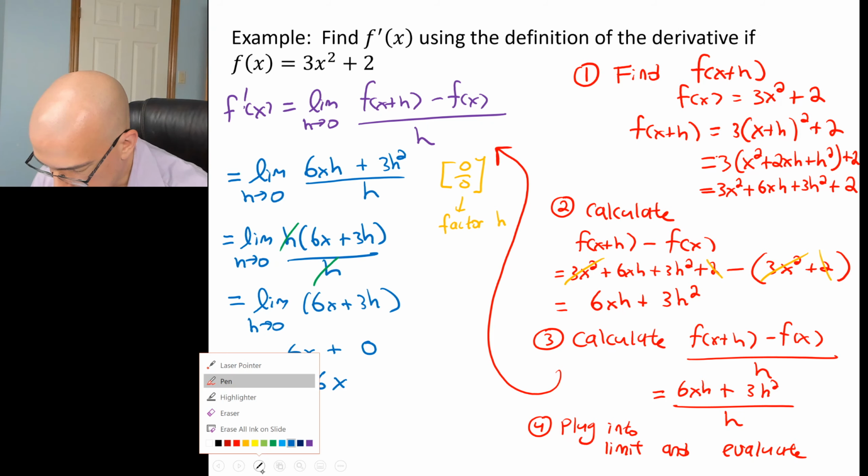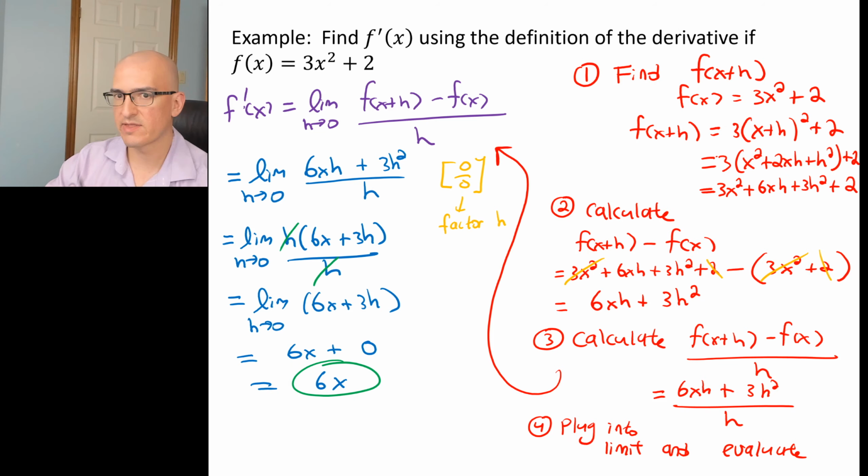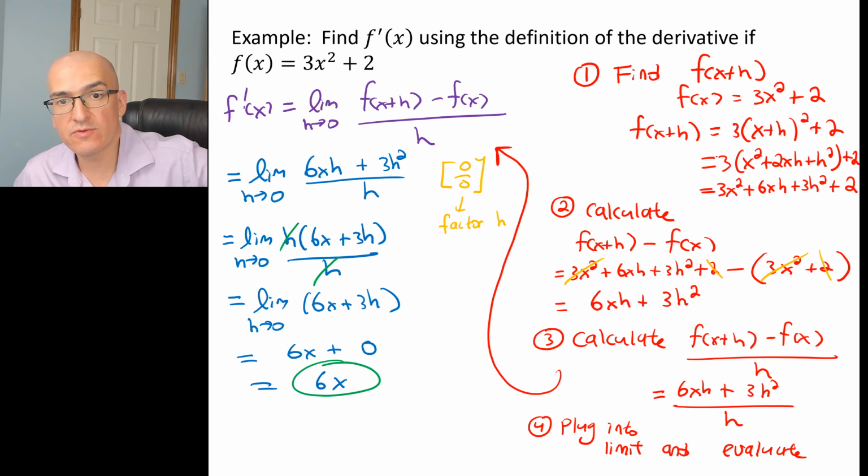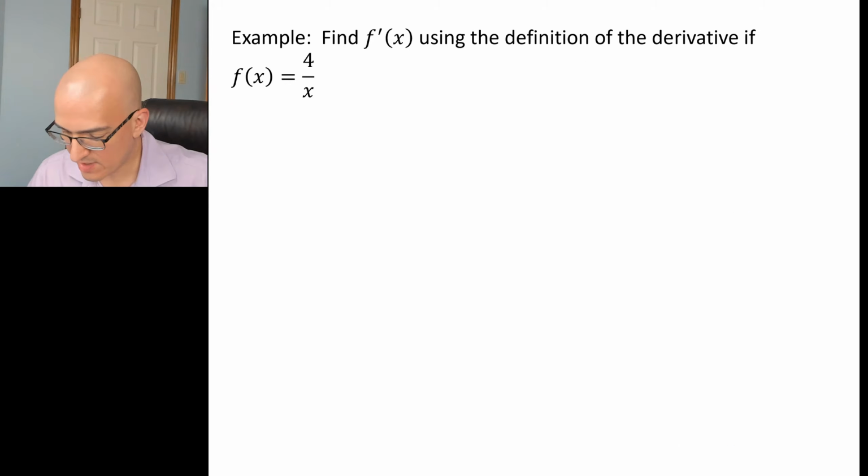Now, later on, you're going to see that there's a fast way to do this. Really fast, like one line fast. The derivative of 3x squared plus 2 is just 6x, and that's it, you're done. But this is the beginning. This is more closely connected to the meaning of derivatives. So we're going to do a few this way, and then I'll show you all the shortcuts. Okay, next one.